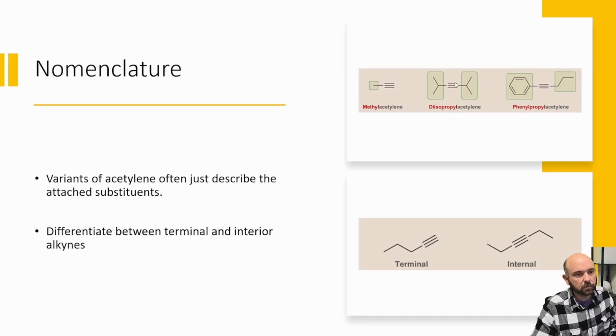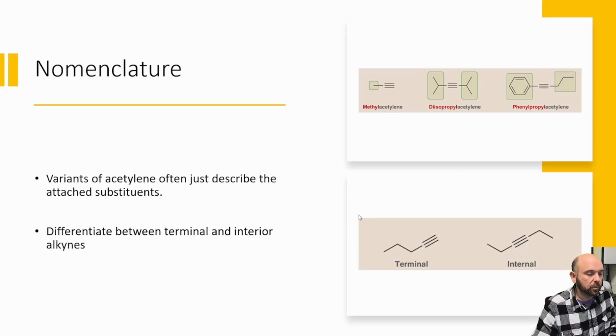The next one, we have an example where the two hydrogens have been removed and replaced by two isopropyl groups. So we call that one diisopropyl acetylene. And then in the final example there, we have an example where a phenyl group is on one side, a propyl group is on the other side. We call it phenylpropyl because phenyl comes before propyl when alphabetizing. So the name, again, phenylpropyl acetylene.